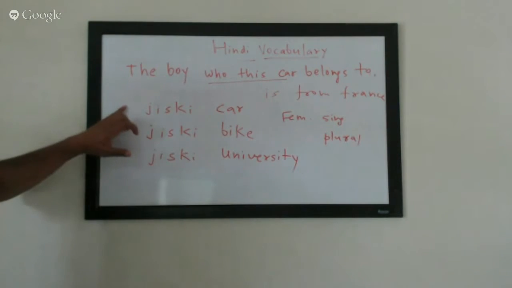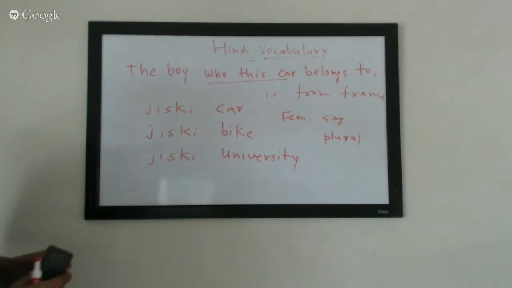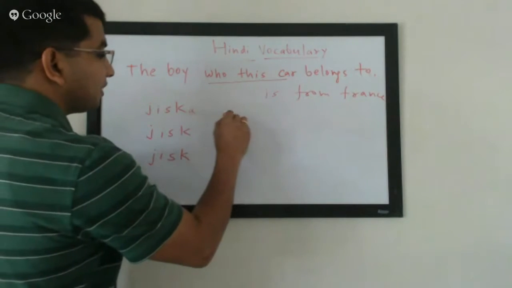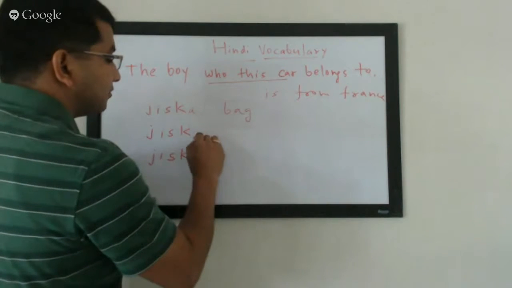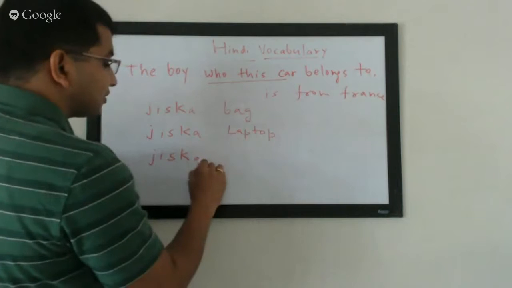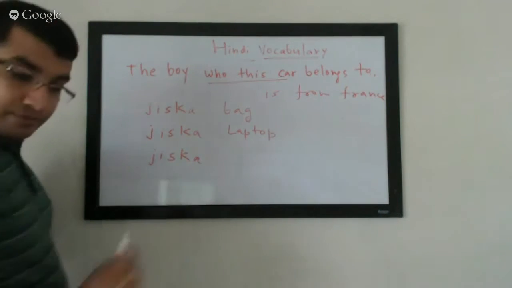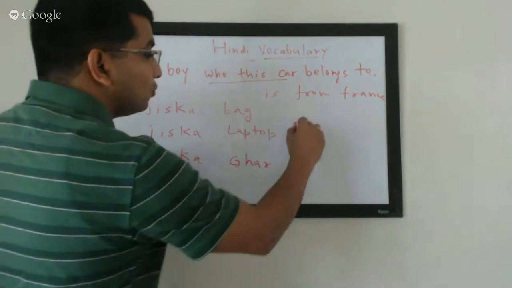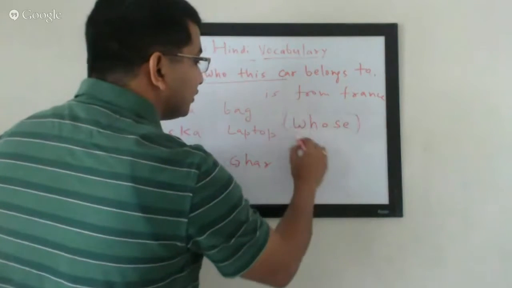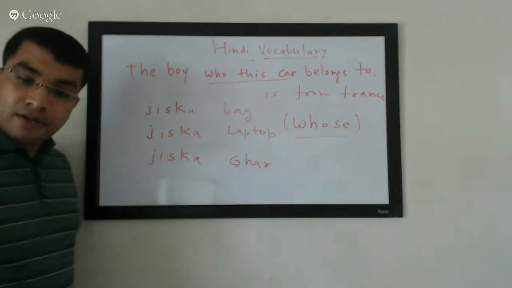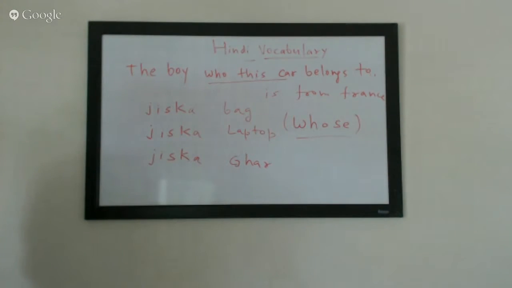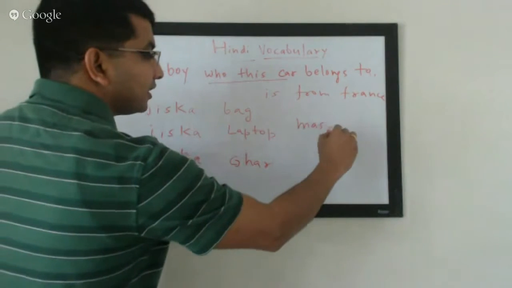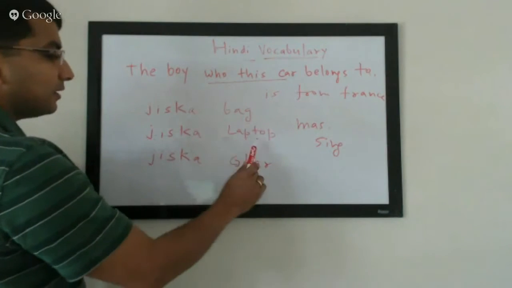Right now, jiska we already learned, but I'm going to quickly write them down as well. If you were to use masculine singular, it will be jiska bag, jiska laptop, or jiska what we learned just now in the earlier example, जिसका घर, right? Whose. So far I've not given you the meaning, but here when you're saying jiska, essentially we're talking about whose, right? Now, what about plurals? So this is for masculine singular. जिसका bag, जिसका laptop, जिसका घर.